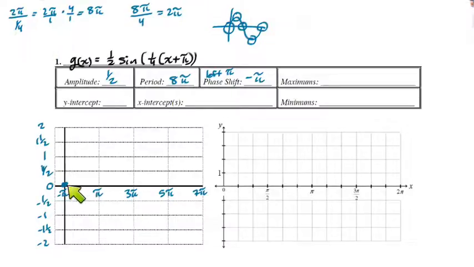So we have our first point, our midline point, and our next one should be our max. What's our max going up to? 1/2. And then we have our midline point again, and then we're going to go down to our minimum, and then we're going to go back to our midline. Beautiful. Now, how do we make this go onto the scaled graph?